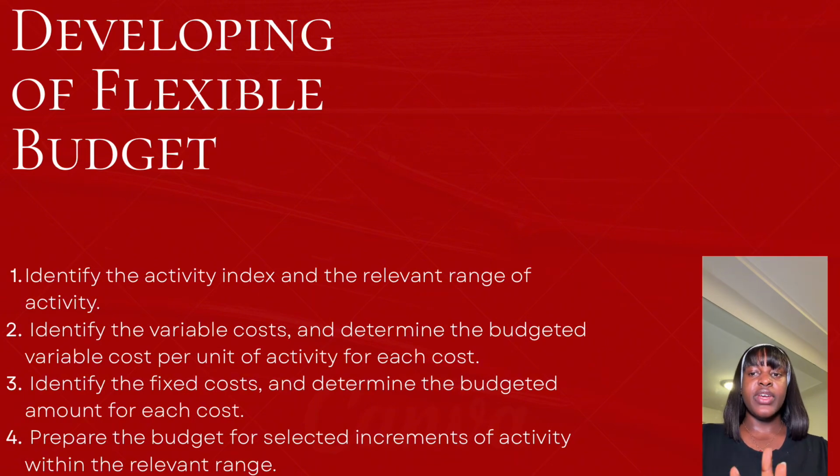There are steps involved in developing a flexible budget. First of all, we identify the activity index and the relevant range of activity. Identify the variable cost and determine the budgeted variable cost per unit of activity for each cost. Next, we identify the fixed cost and then determine the budgeted amount for each cost. Then prepare the budget for selected increments of activity within the relevant range.